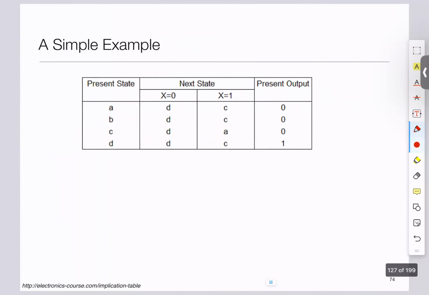So let's take another example. This is a simpler example. Looking at this, do you see some equivalent states? A and B, because they have the same output and under the same input they're going to the same next state. This is, by the way, what kind of machine? Moore or Mealy?